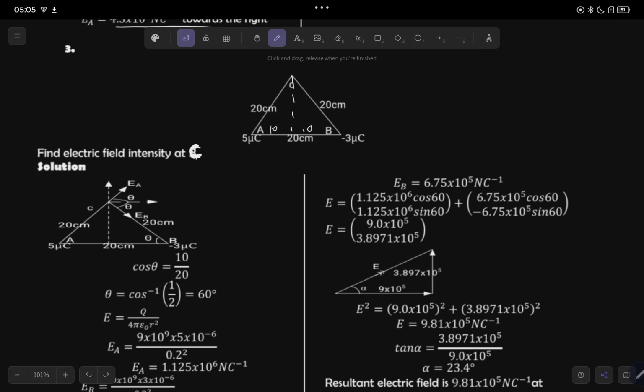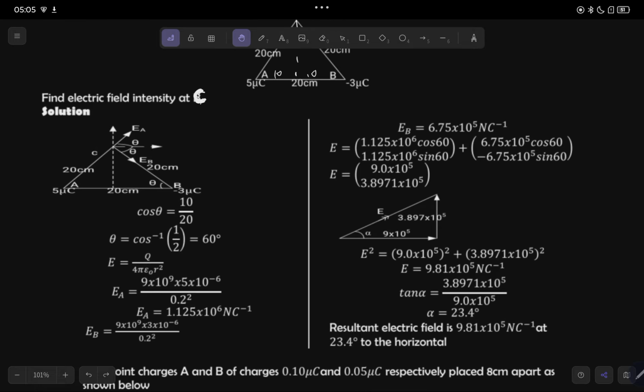Now, we now go into the physics. We're done with the geometry of the figure. We now go into the physics around the problem.